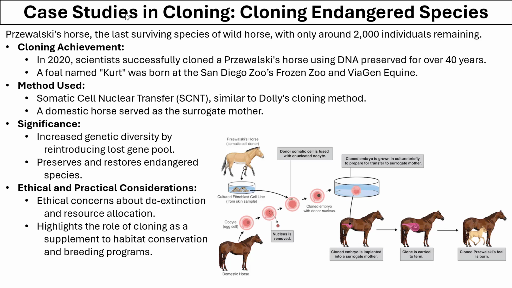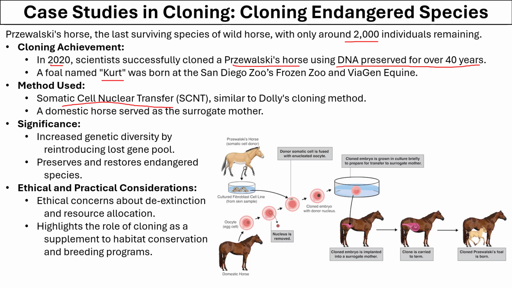Now let's see how cloning can be used for saving endangered species. The Przewalski horse was the last surviving species of wild horse, which had only around 2,000 individuals remaining. Scientists in 2020 were able to clone a Przewalski horse from DNA preserved for over 40 years, and the foal was named Kurt and was born in San Diego Zoo. Again, the methodology used here was somatic cell nuclear transfer, similar to Dolly the sheep.